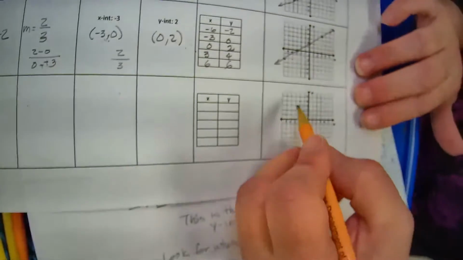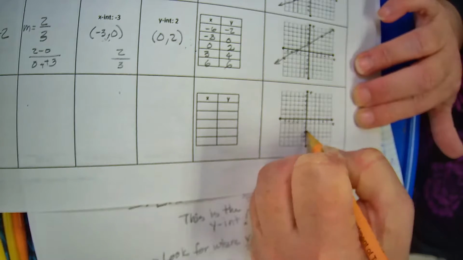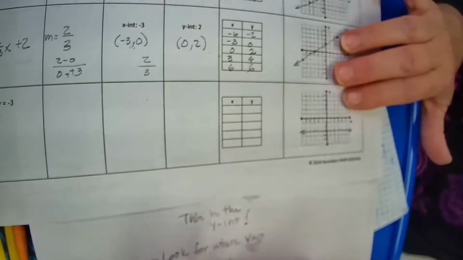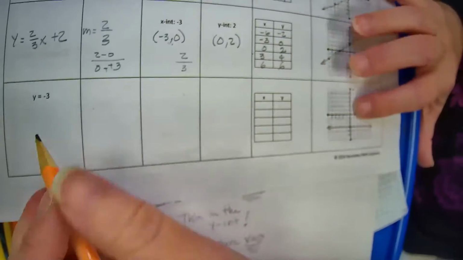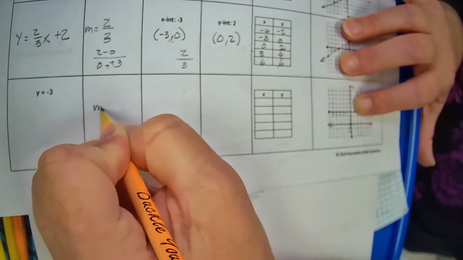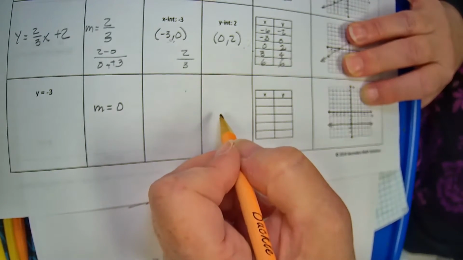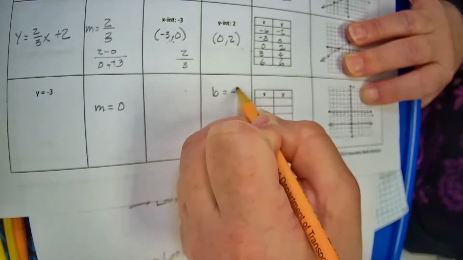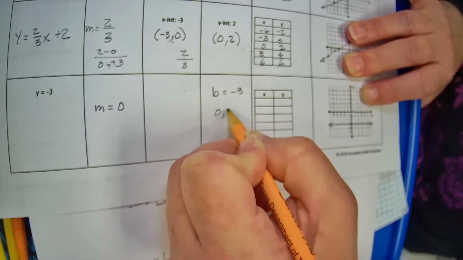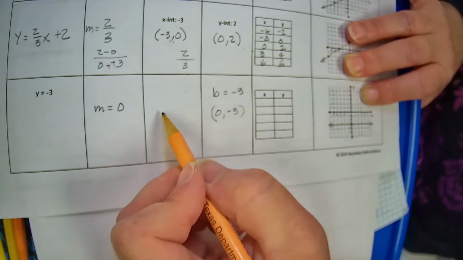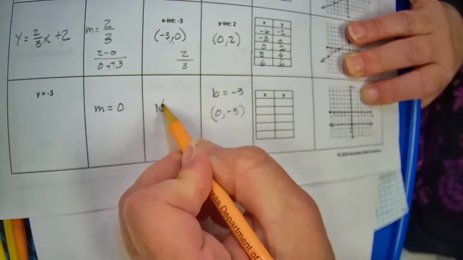Okay, if it only has a y, it only touches the y-axis, and it's going to touch it at negative 3. So that means my line is horizontal. What is the slope of a horizontal line? m equals 0. What is the y-intercept? b equals negative 3, which is the point 0, negative 3. Is there an x-intercept? No, none.